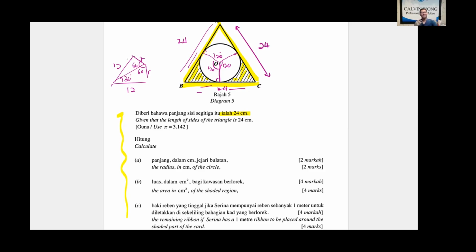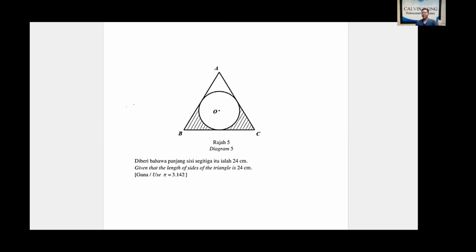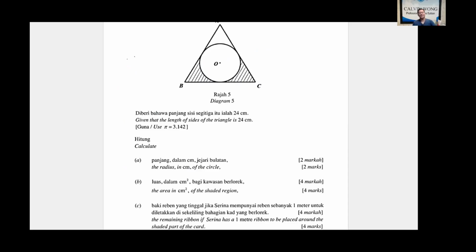Examiners, in SPM, like to use this equilateral triangle. Be careful with this one. When we look at this information, then we draw this. Can you see this? That's the important part. After that, when you look back at these questions, it's already very simple.